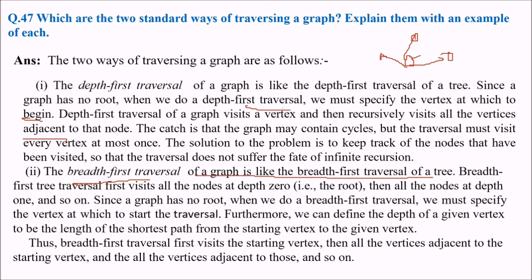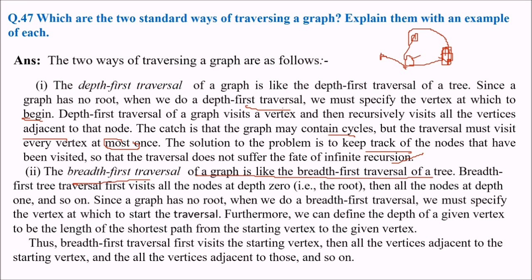This is adjacent, this is adjacent. So the catch is that the graph may contain cycles, but the traversal must visit every vertex at most once, only once. So it may contain cycles. The solution to the problem is to keep track of the nodes that have been visited. So if this has been visited, we will not visit it again. We will go to the next one. So the traversal does not suffer the fate of infinite recursion because we keep track of the previous nodes.